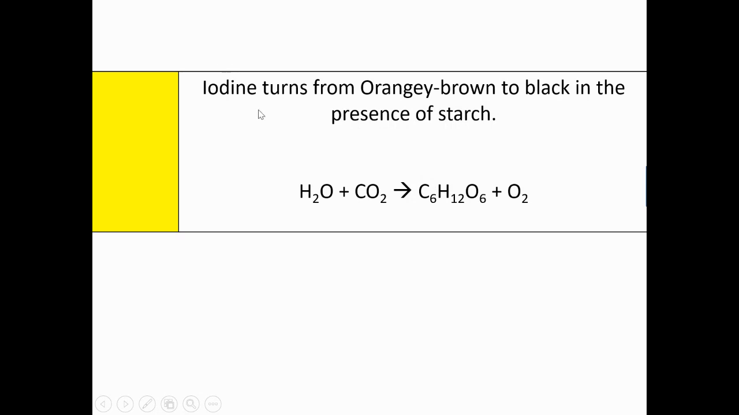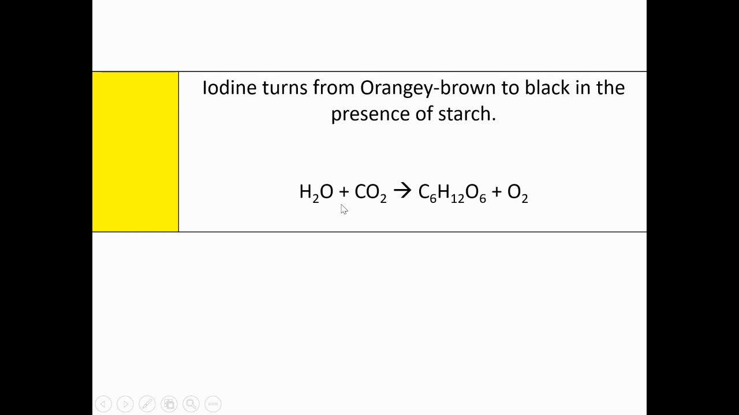The use section: iodine turns from orangey brown or yellowy brown to black in the presence of starch. And the symbol equation, can I draw on this? I've made a mistake here. Please make sure you've got 6 H2Os plus 6 CO2s makes 1 C6H12O6, this is glucose, and 6 O2s. Can I not write on this? It's a pain.